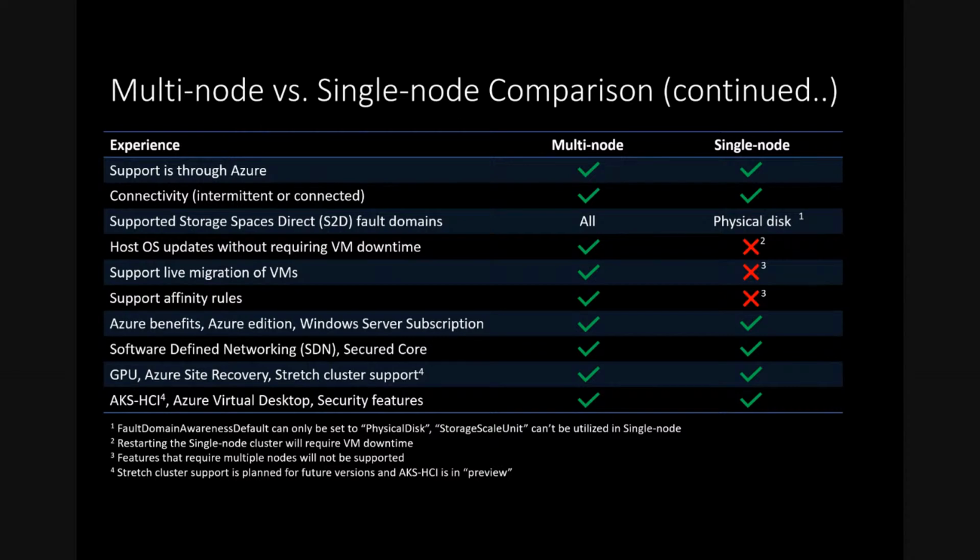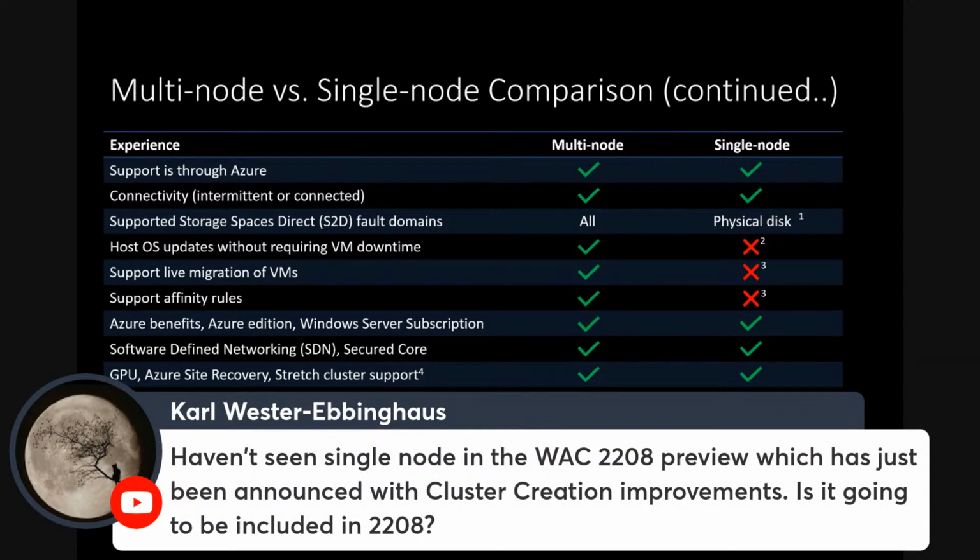Karim, we have a question from the audience. Sure. Carl is asking, I haven't seen single node in WAC 2208 preview, which has just been announced with cluster creation improvements. Is it going to be included in 2208? I assume not, but what is your opinion on that?